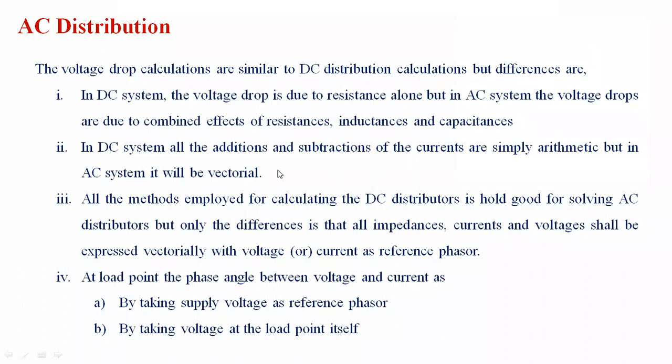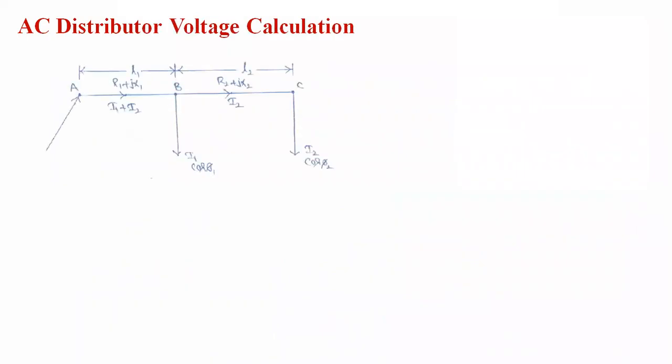But here the reference is taken for the voltage or current. That is how they are taken: one is from the supply voltage as the reference phasor, another is from the load point itself taken as the reference phasor. That is the AC distribution voltage calculation. Now here we take the radial distributor, that is fed at one end and distributed only to a single point. This is an open loop system.